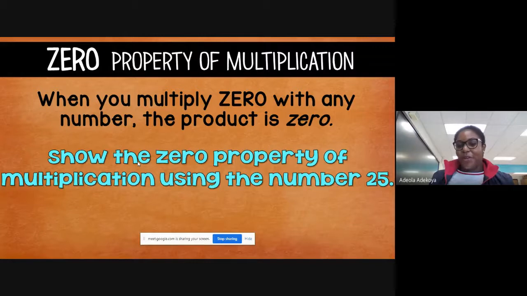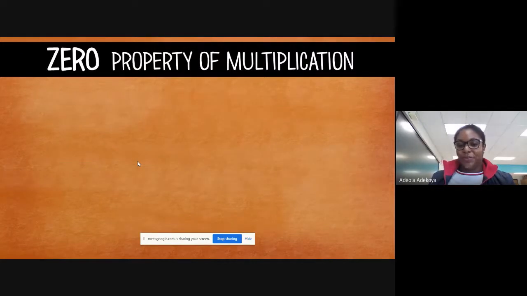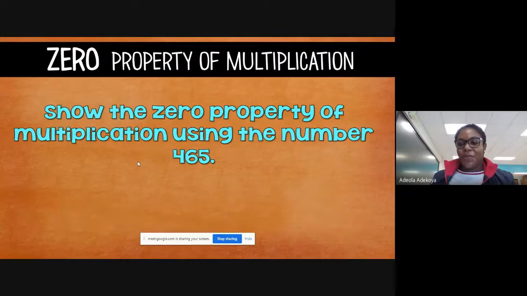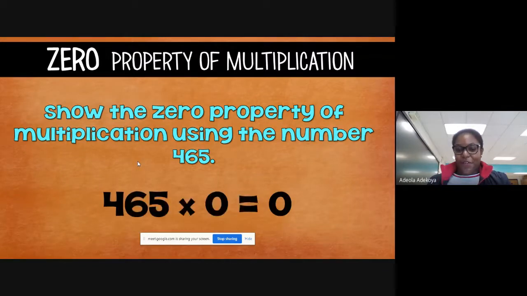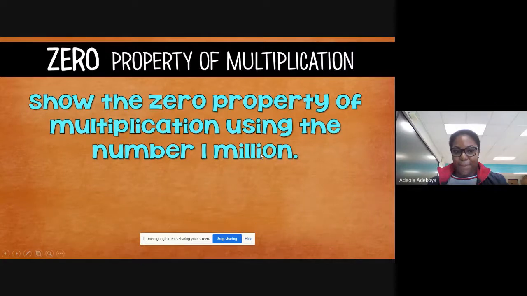Now we're going to show the zero property of multiplication using the number 25. Here it is. 25 times 0 is 0. Show the zero property of multiplication using the number 465. 465 times 0 equals 0. Remember, because it's the zero property, that's why we're multiplying by 0. And any number we multiply by 0 will give us 0.